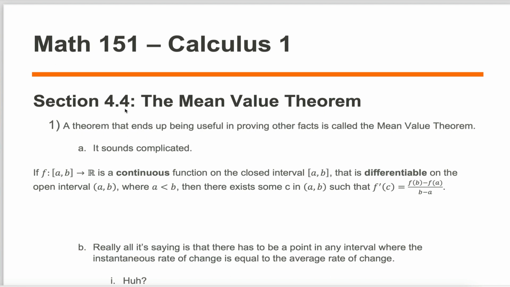All right, in section 4.4 of your book, we learn about this thing called the mean value theorem. And this section is kind of a weird section in that what we learn, we're never really going to use in this class. Really, this theorem doesn't come into play until, I guess, calculus 2, maybe? It'll end up being useful later on to prove some facts. But for our class, we're not really going to do anything with it.